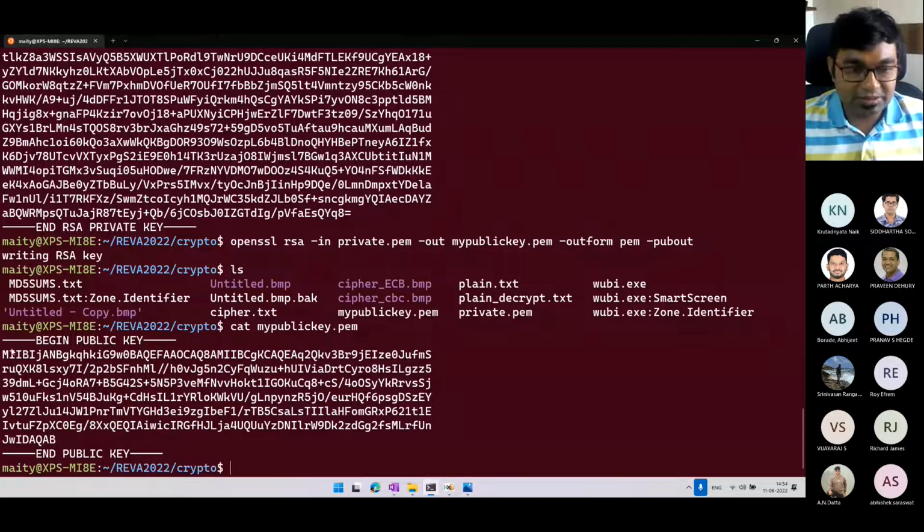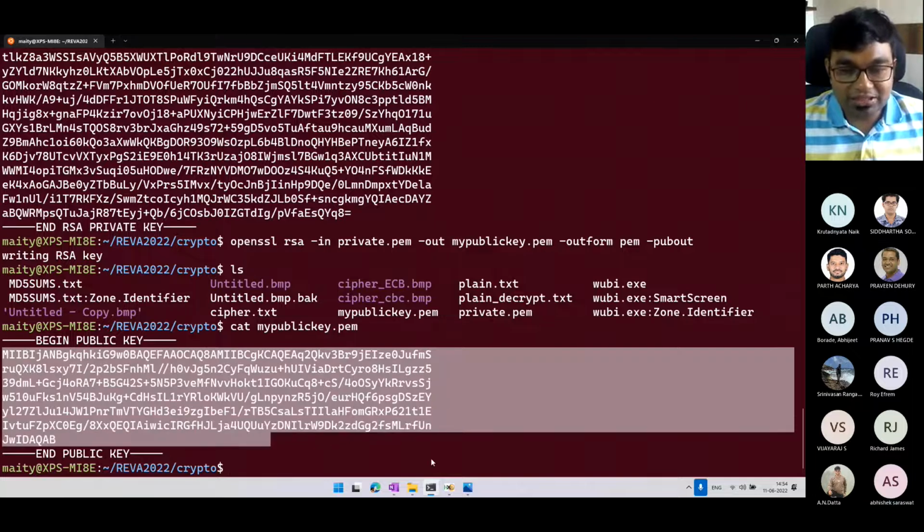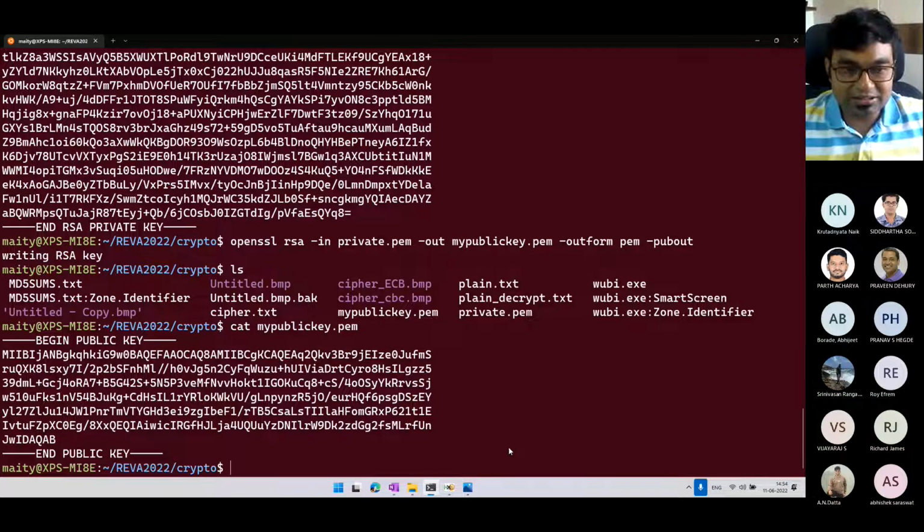Now this is our public key. How do we usually encrypt in asymmetric key cryptography? We usually encrypt with the public key. The person who has the private key, they only can decrypt. Let us do that. Which file are we going to encrypt? Maybe this untitled.bmp, the same picture file that we created. Or let us try some text file. Say, hello.